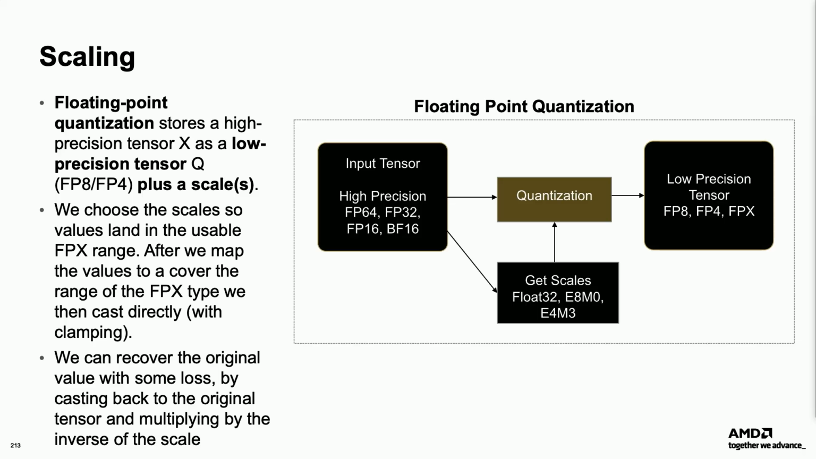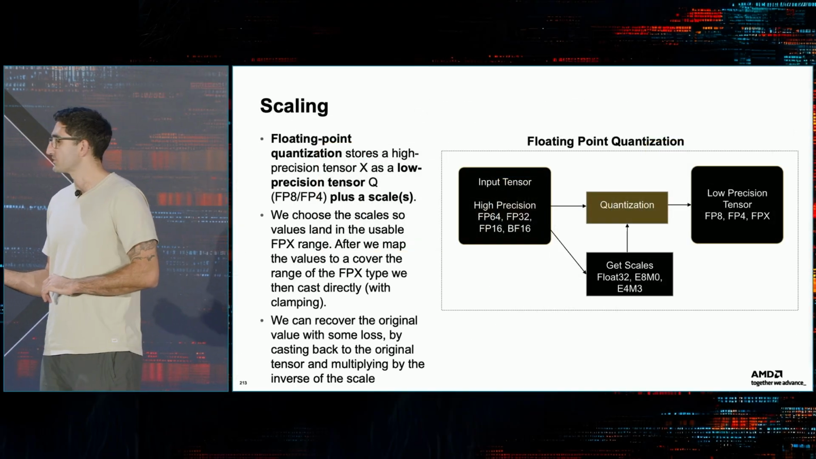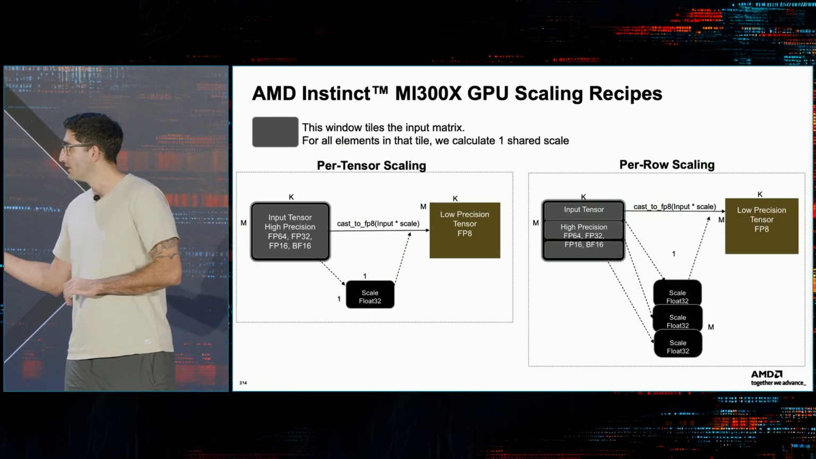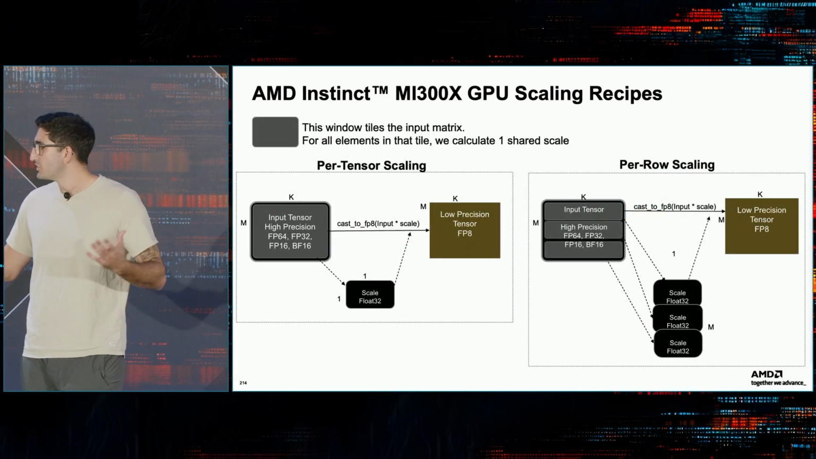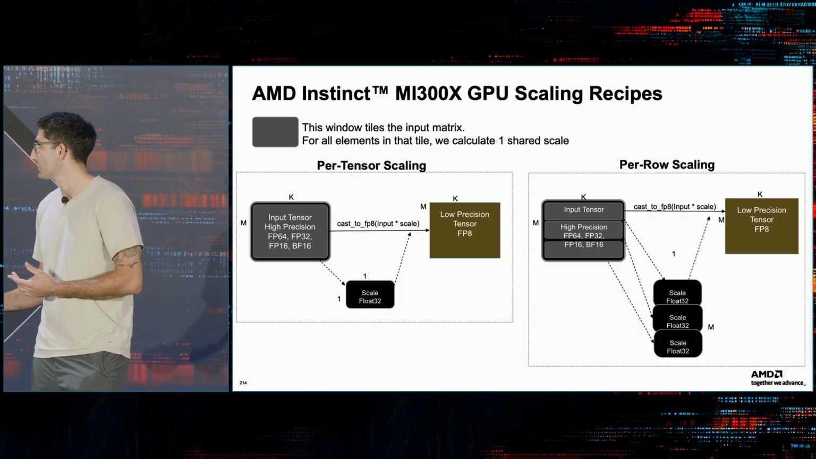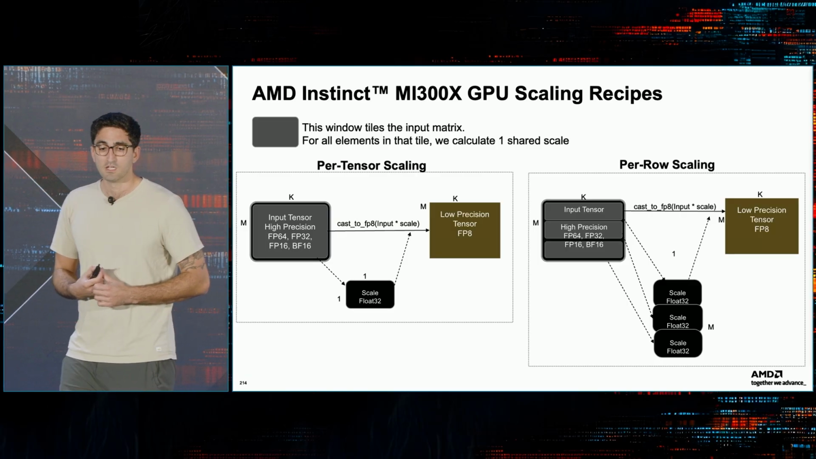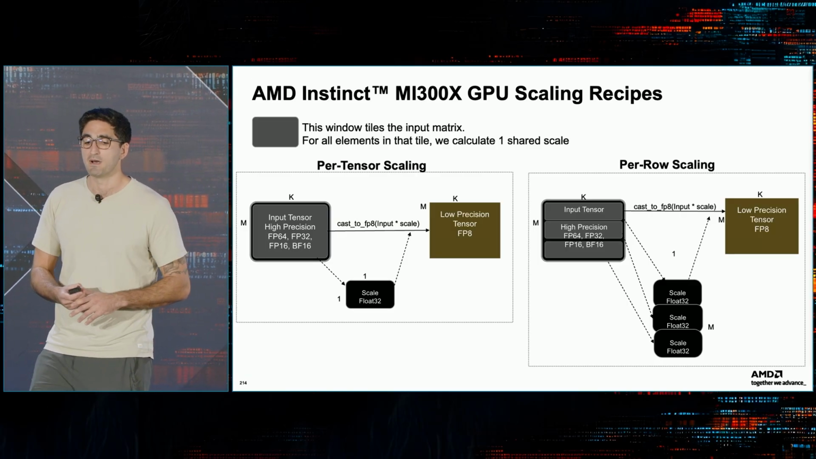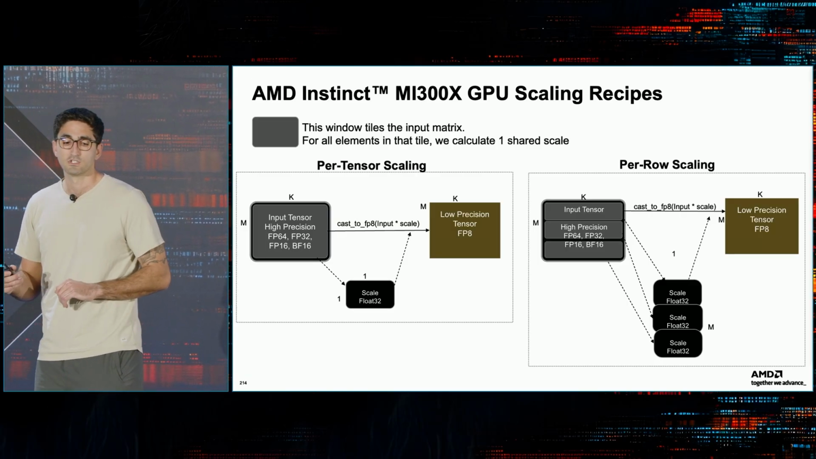And why do we do this? Well, we do this to minimize the loss of information, right? We use these scale factors to map the dynamic range of your high precision tensor onto that of the FPX type. Okay, so let's look at a few popular strategies for doing this scaling. There's two popular scaling recipes here. On the left, we have something called per-tensor scaling, and on the right, we have something called per-row scaling. These are both supported today on MI300 GPUs and newer in PyTorch.